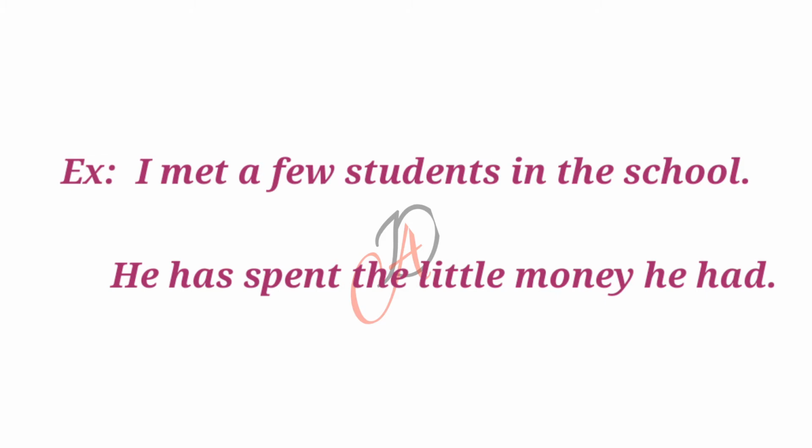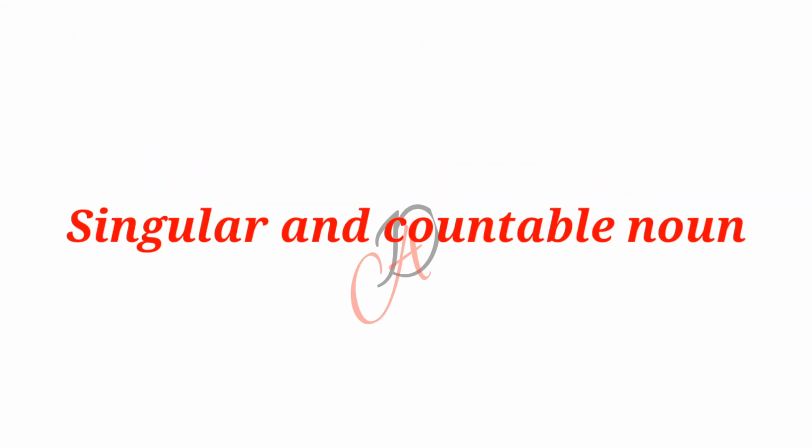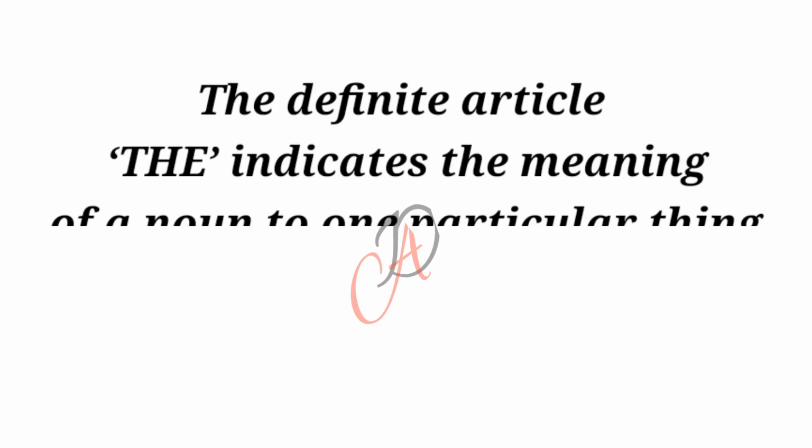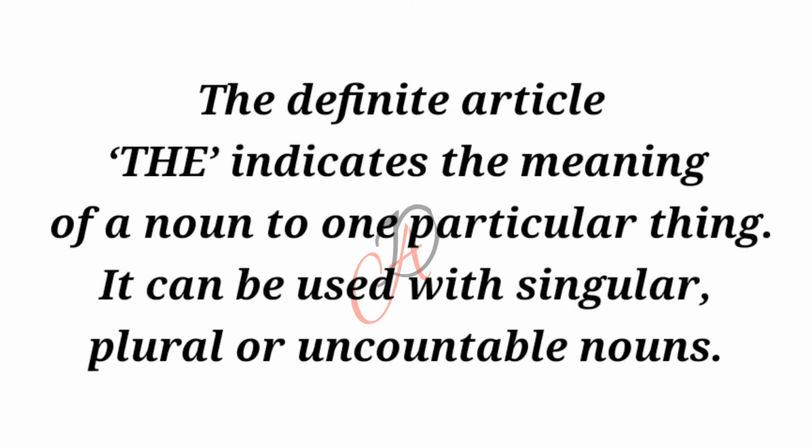An important note, guys, indefinite articles are always used with singular number and countable nouns only. Well, let's move on to the definite article and its usage. Before knowing its usage, let's know what a definite article is. The definite article the indicates the meaning of a noun as one particular thing. It can be used with singular, plural, or countable nouns.